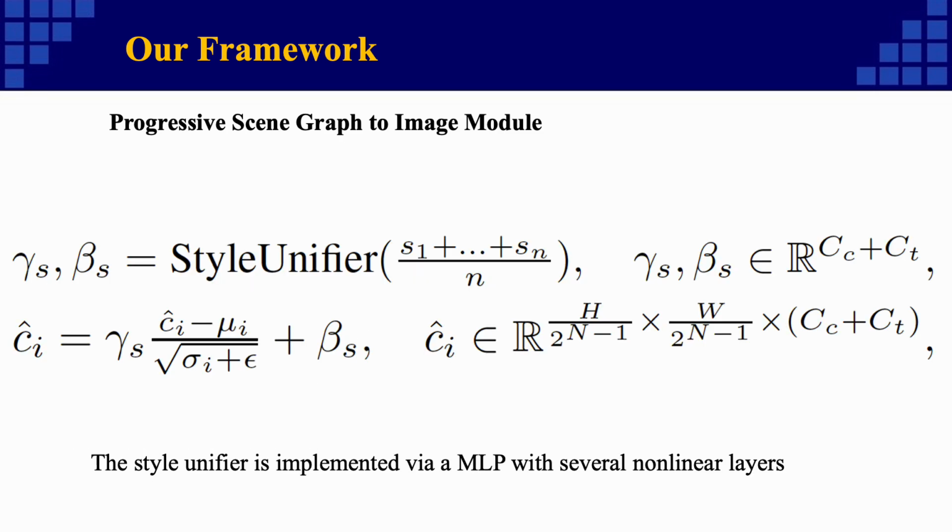Our style unifier takes as input the extracted style features of all object groups and produces the output as the modulation parameters, which are applied to normalize the channel of each content feature Ci independently. Here, this style unifier is implemented via an MLP with several nonlinear layers. Mu i and sigma i are the mean and variance of the content feature Ci, and epsilon is a small positive constant.